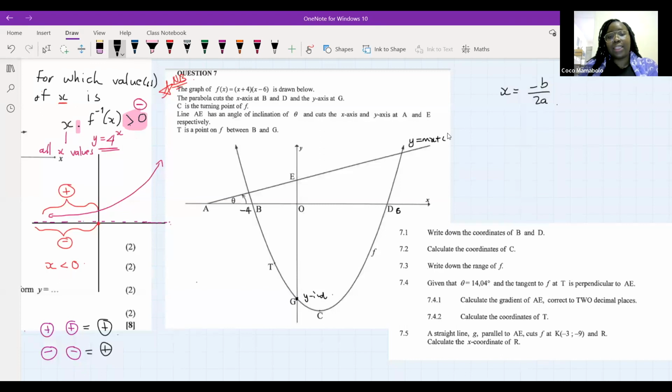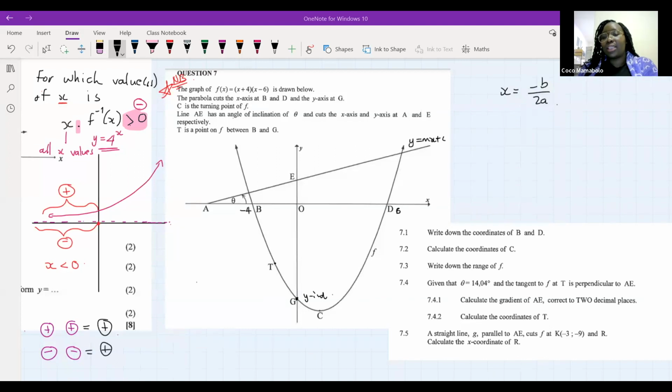Okay, T is a point on f between B and G. Now, normally, we would expect something like this to be a point of intersection. But if they're just giving you a random point somewhere with nothing to be done there, very likely they're going to ask you to derive something. They're going to ask you to differentiate some way. So be careful of that. There might come a point where you have to do something of that sort.